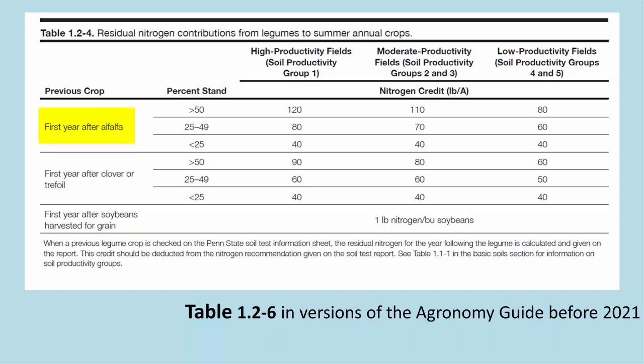For alfalfa, clover, and trefoil hay crops, the credit depends on the percent stand of the hay crop and the soil productivity group, which you can look up in a soil survey or in Table 1.1-1 of the Agronomy Guide. The greater the percent stand or the higher the soil productivity group, the greater the legume N credit is because more residues are left behind from higher biomass crops.